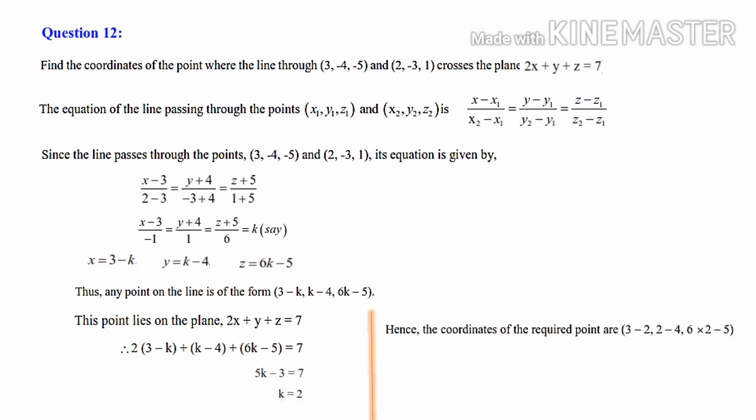Then the coordinates of the required point are here 3 minus k. 3 minus k means 3 minus 2. Next is k minus 4, that is 2 minus 4. Next is 6k minus 5, that is 6 into 2 minus 5. That is 3 minus 2 is 1. Then here 2 minus 4, that is minus 2. Then 6 into 2, 12. 12 minus 5 is 7. So 1, minus 2, 7 are the coordinates of the required point.